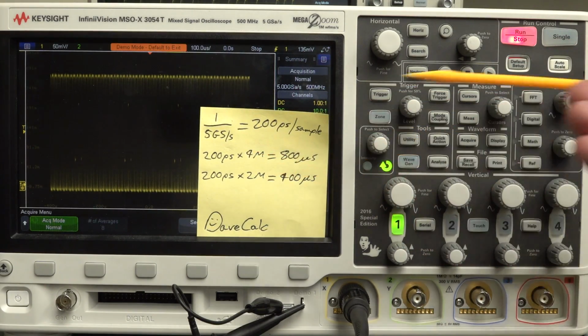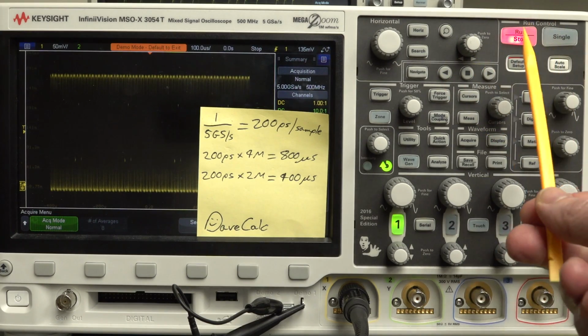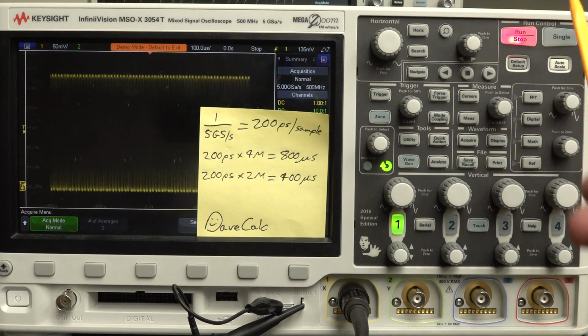So that's why we can't get any data outside of there, because we've only got 4 meg sample memory. And this scope just happens to have 2 different modes, where run, stop, and single have different memory depths in auto mode.